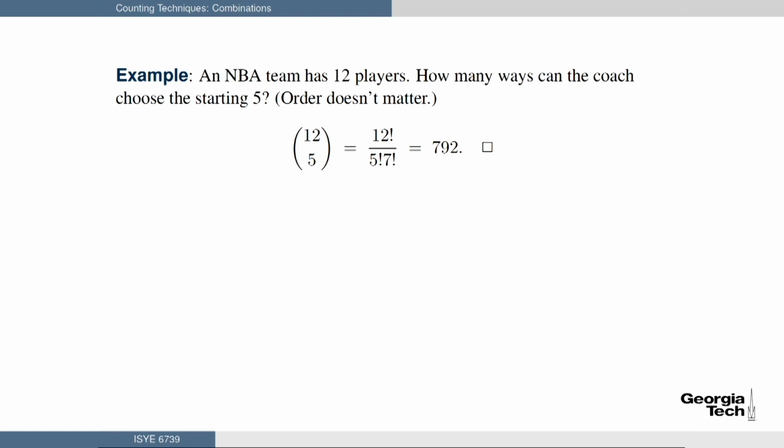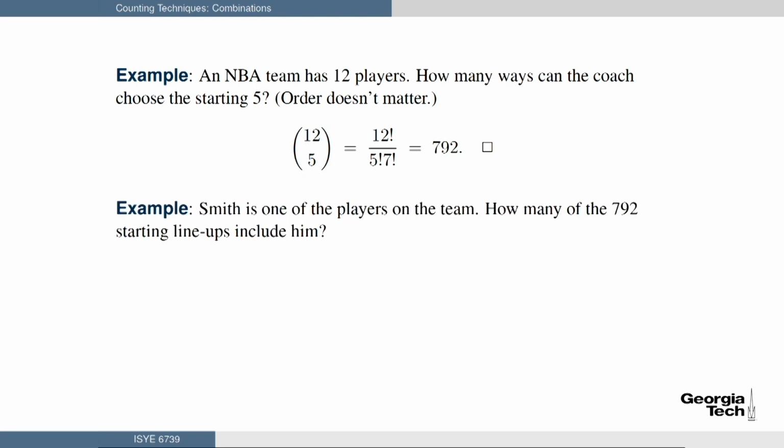Now, of course, in reality, the coach is going to be more likely to choose a specific set of those 5 players because they're better than the other 7. But whatever. As far as my question goes, he could choose 12 choose 5. But he has to decide who his favorite 5 are, I guess.